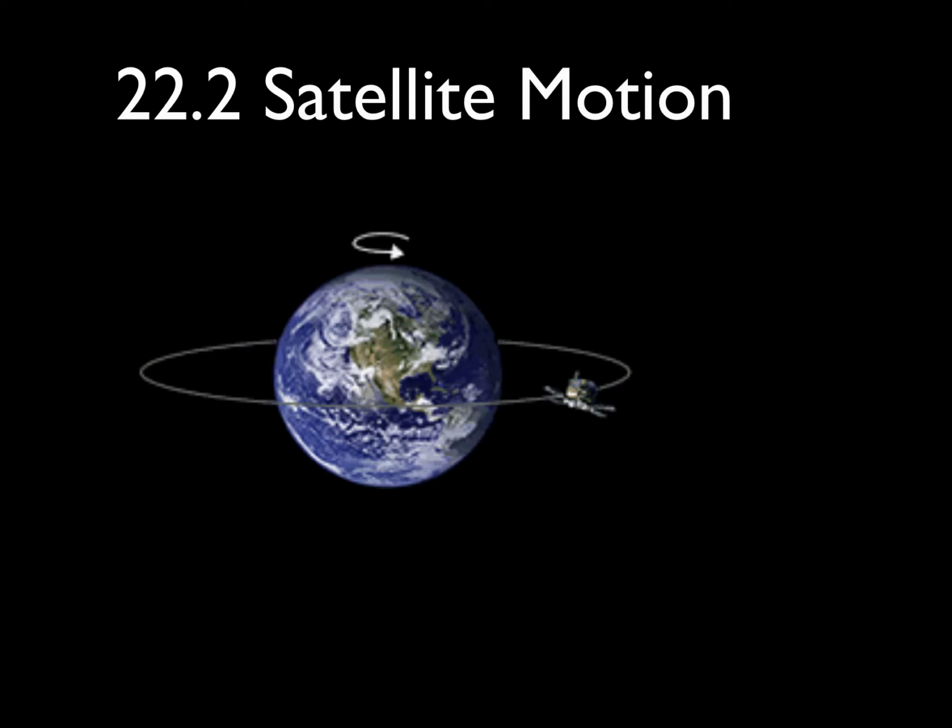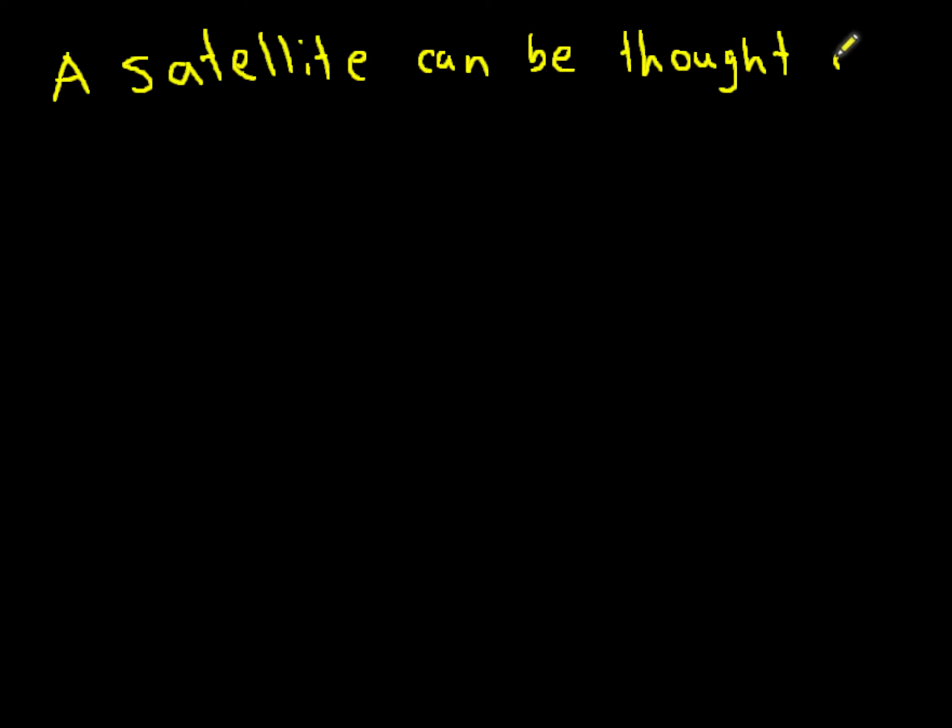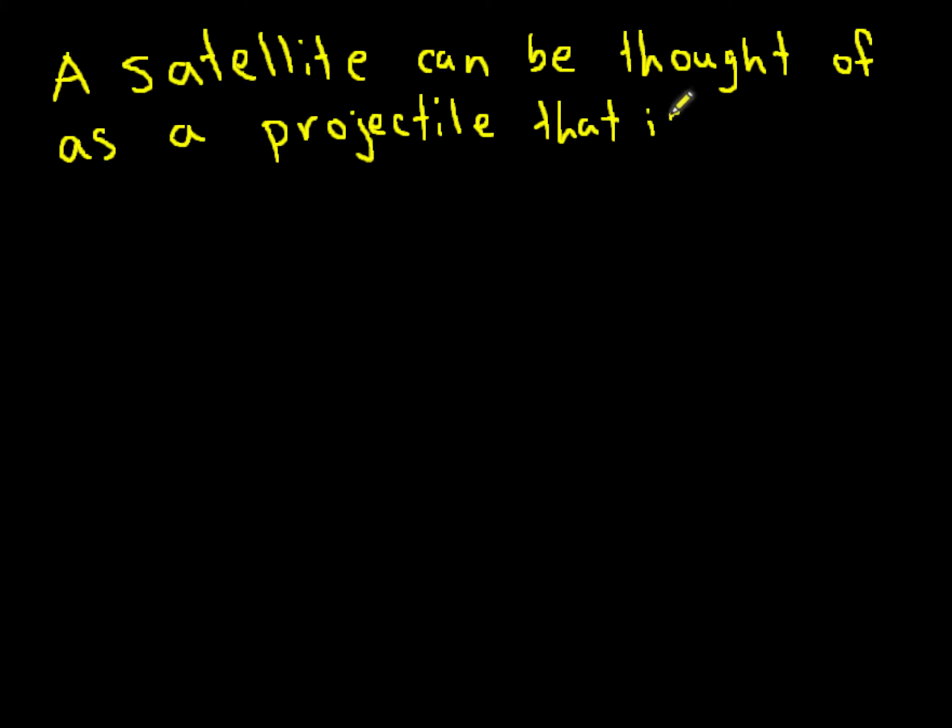22.2. Satellite motion. A satellite can be thought of as a special kind of projectile that is orbiting the Earth. If you can recall what you knew about projectile motion, a projectile is always an object that travels with a parabolic path. A parabola is curved, just like the shape of the orbit of a satellite.